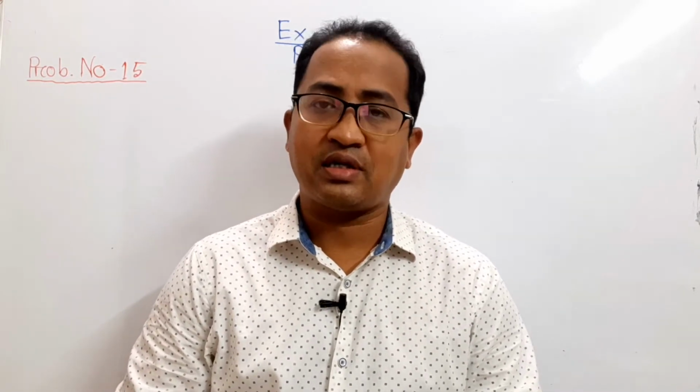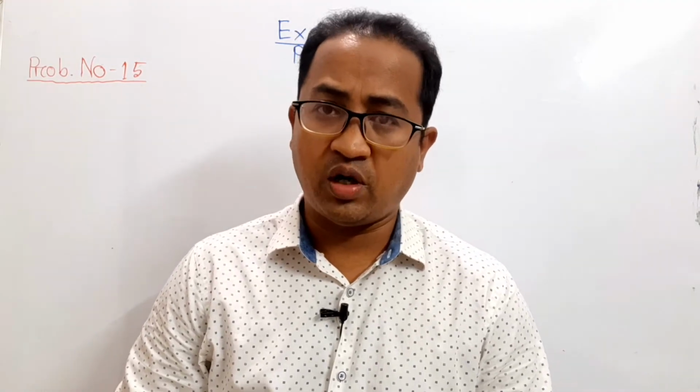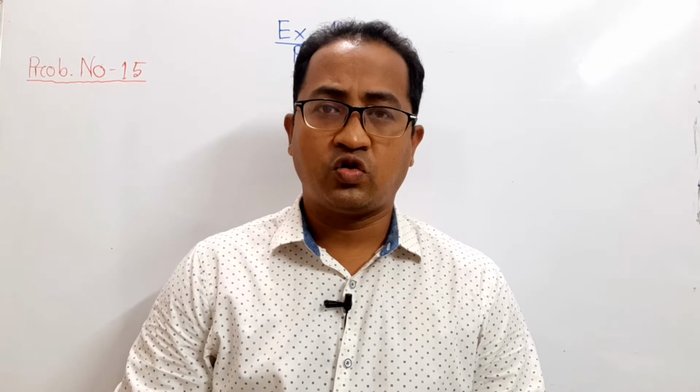Today I will discuss question number 15 of exercise 12 of your higher math. So let's start our class. All of you take your book and open page number 304. Question number 15. D and E are respectively the midpoints of the sides AB and AC of the triangle ABC. From this information we will answer three questions.